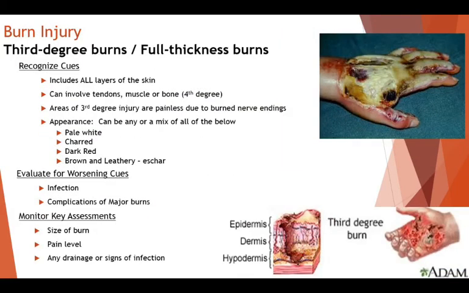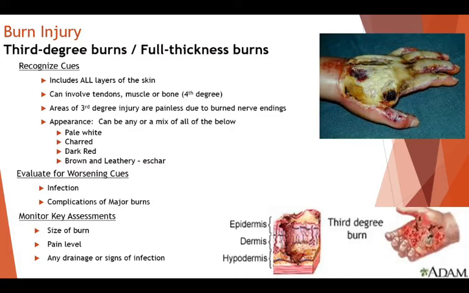Third degree burns are a much bigger deal. They include all layers of the skin. It can involve the tendons or the bone, and the difference between a second and a third degree burn is not only the depth but also the appearance of it. The appearance is that you could have any version: pale white, charred skin, dark red skin, brown and leathery skin that is scarred, eschar tissue.